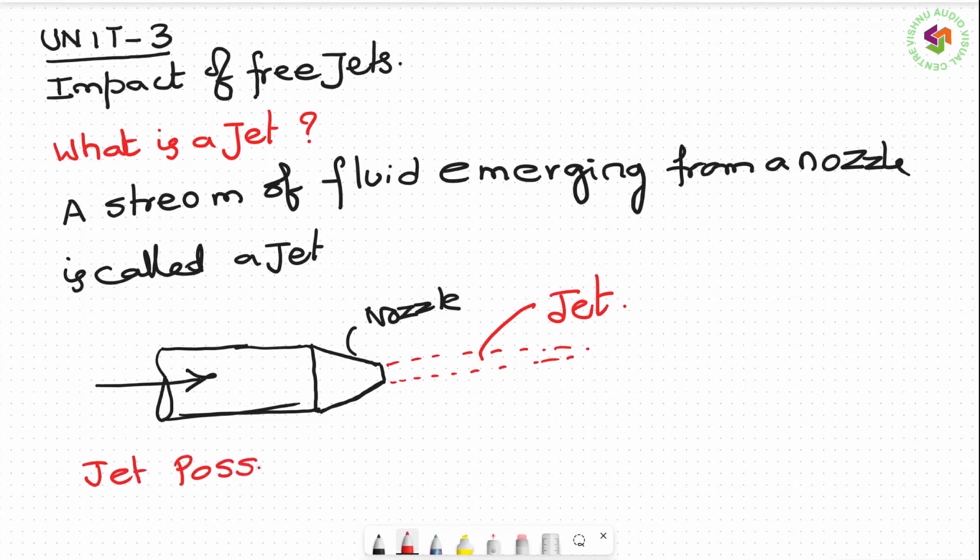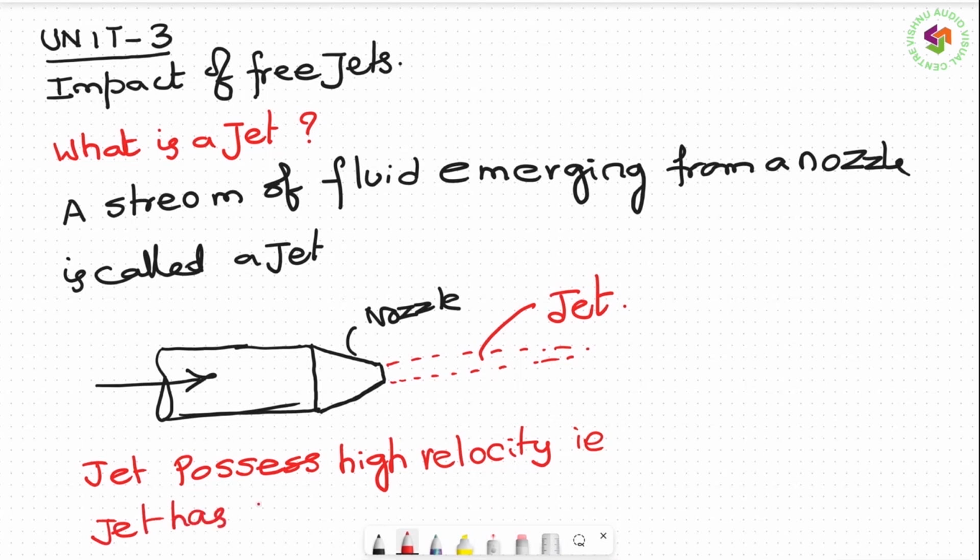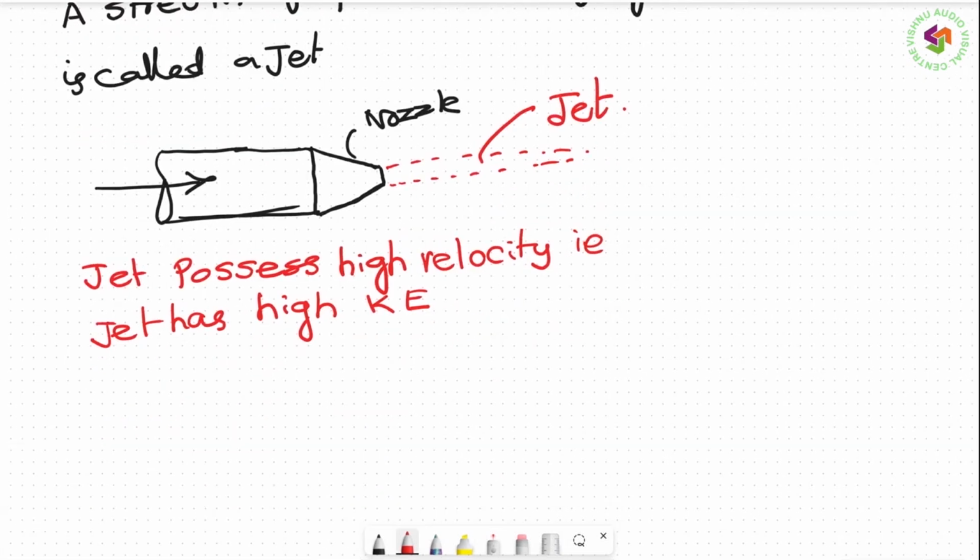This jet possesses high velocity because we have reduced the cross section of the pipe. So naturally, area of cross section is reduced, so the velocity should increase. So it has very high velocity. That is, the jet has high kinetic energy. Kinetic energy is nothing but half mv square. So now, our topic I am coming to, impact of this jet.